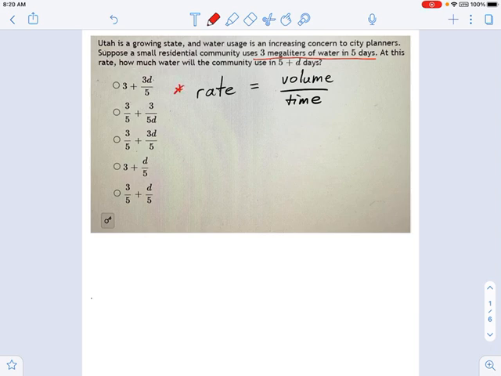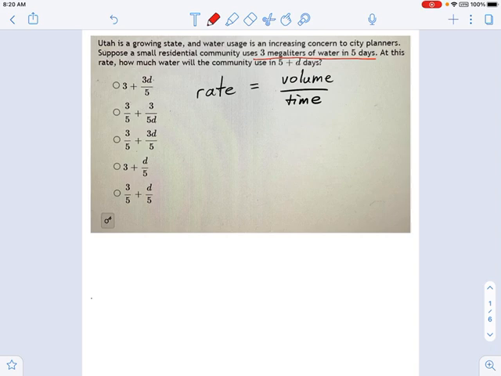I'm going to say rate is equal to volume divided by time. And if you think about what rate is, that's something like gallons per minute. Okay, obviously we're dealing with a lot more than gallons, but that would be an example. 5 gallons of water divided by half an hour, right? That would be how fast I'm using water. Well, in this example, it's a little bigger than that. I've got megaliters, which is a lot of liters. Those are millions of liters.